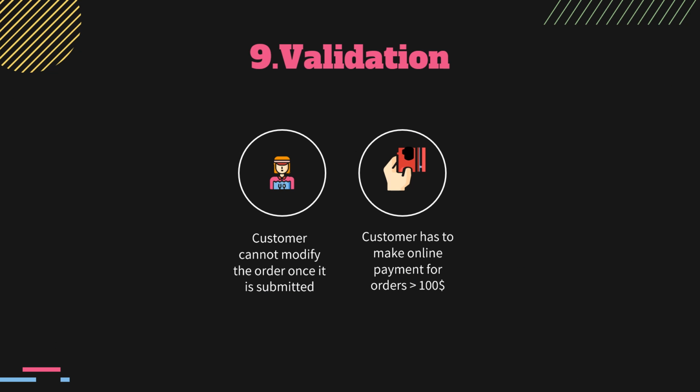Section 9, Validation. The validation section is optional but can help a functional requirements document. It lists the various test criteria to ensure that the system is functional and is working as intended. Validation is beneficial in ensuring that the business use cases are working as expected. The following are 2 sample business scenarios based on our case study that the QA team must validate as part of their testing. Number 1. Customer cannot modify the order once it has been submitted. Number 2. Customer has to make an online payment for orders greater than $100.